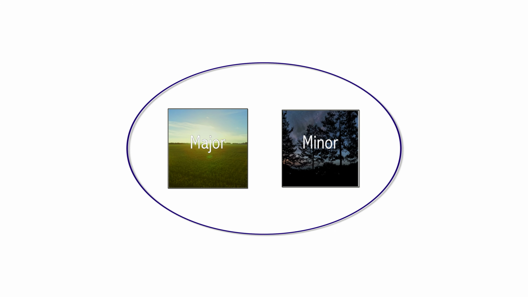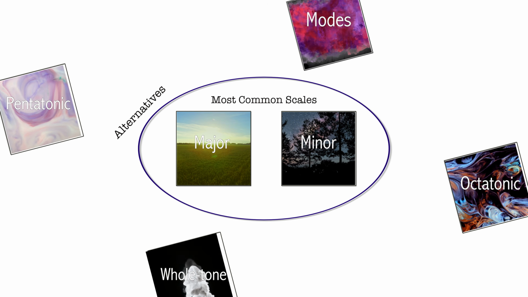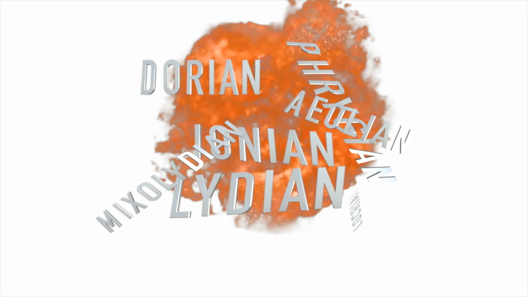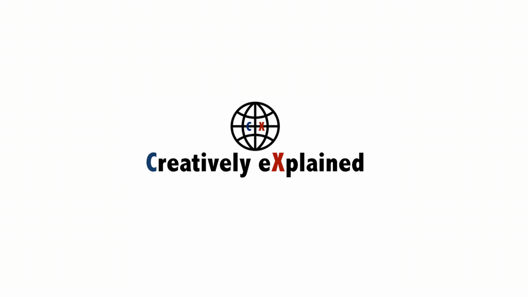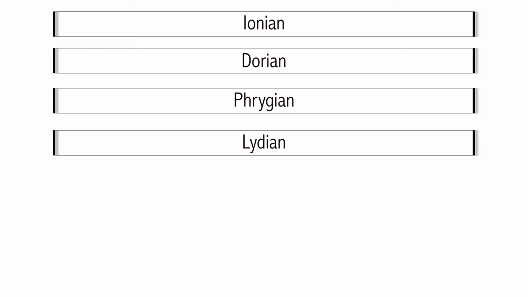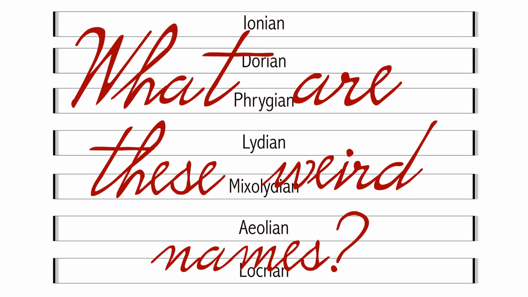Other than the usual major-minor tonalities, composers also use a variety of alternative scales and systems, all of which have very interesting sounds and distinct characters. In this video, we'll take a look at the modes. The 7 modes are Ionian, Dorian, Phrygian, Lydian, Mixolydian, Aeolian, and Locrian. What are these weird names?